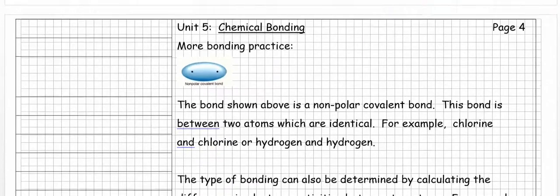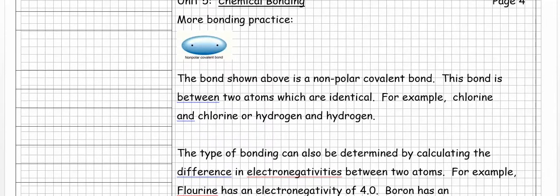Let's take a look at some more bonding practice. The bond above is a nonpolar covalent bond. Notice that there's no pole on one side or the other. There's a perfectly symmetrical distribution of electrons on the left and on the right. This is a bond between two atoms which are identical, for example, chlorine and chlorine, or hydrogen and hydrogen.